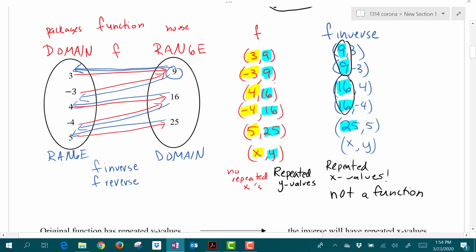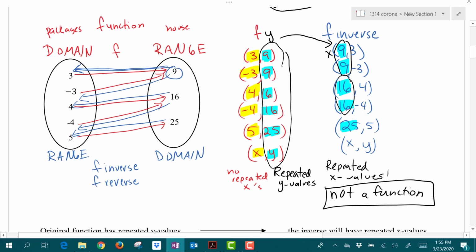So if the original function f has repeated y values, when we go to look at the ordered pairs for f inverse, all of the y values in this list then switch or reverse to become the x values in the f inverse list. So if we have repeated y's in the first list, in this second list, that will translate to be repeated x's. And if we have repeated x's in this second list, then the inverse will not be a function. So in this case, we would say f is not a one-to-one function.